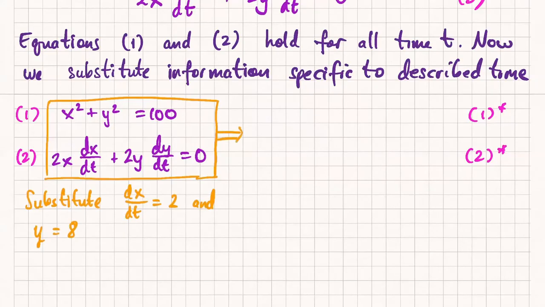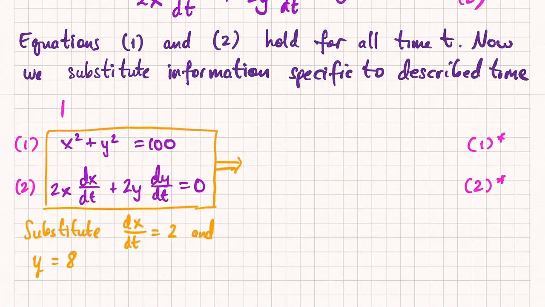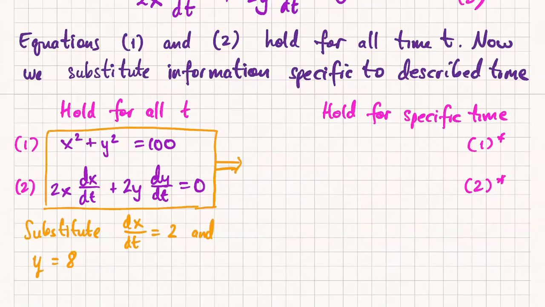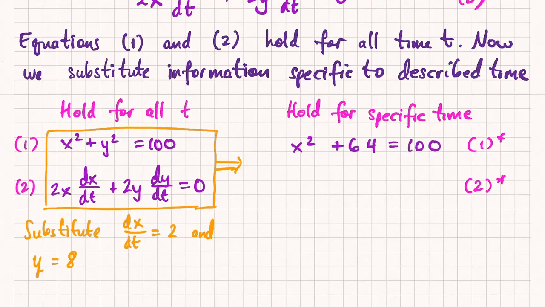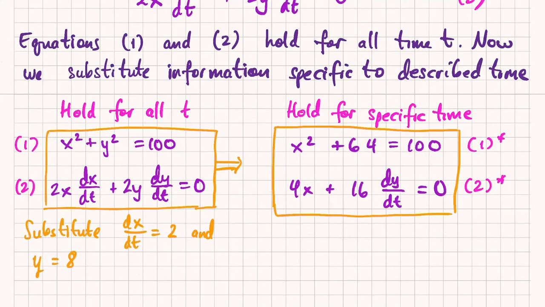So what happens? Now we get two different equations. So again, the equations on the left hold for all time. The equations on the right hold only for the specific time. So let me actually even remind you of that. Right, one time only. So what equations do we get? We get x squared plus 64 equals 100. And we get, so dx dt, remember, is 2. So we get 4x plus 16 dy dt equals 0. And now what is our goal? So now that I have these two equations that hold only for that one time only, what was our goal, recall? It was to solve for dy dt.